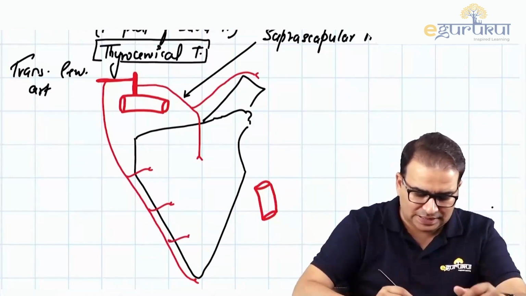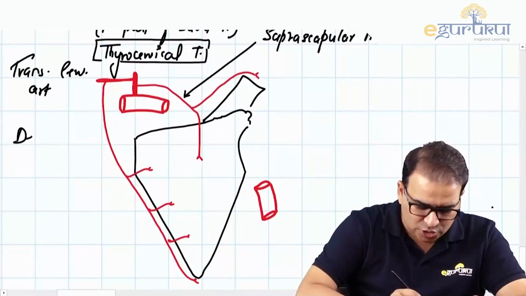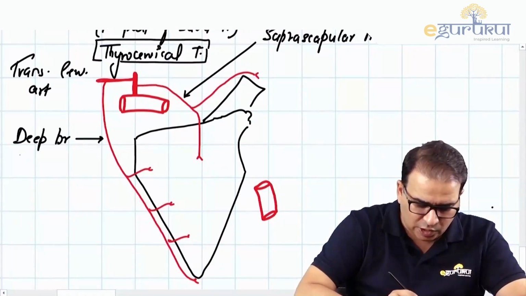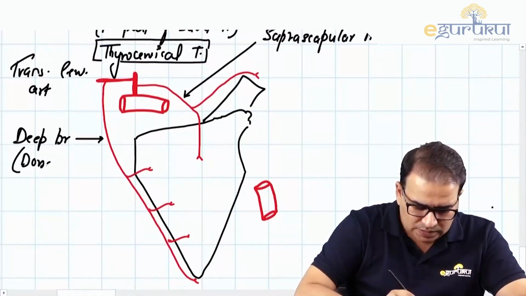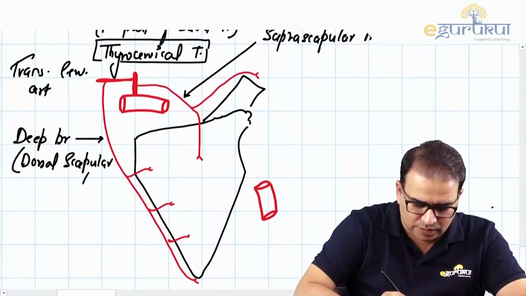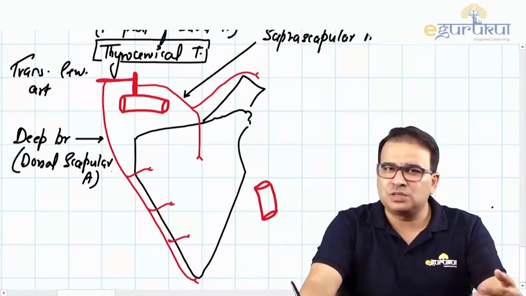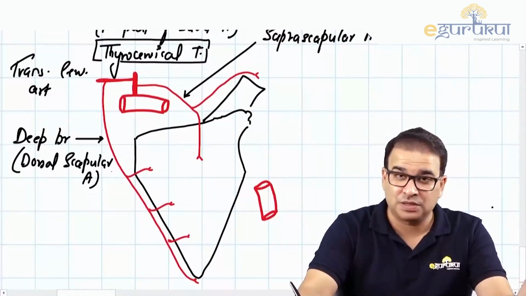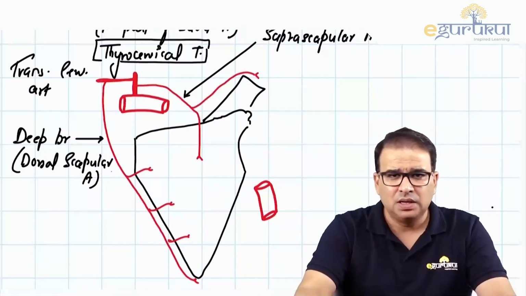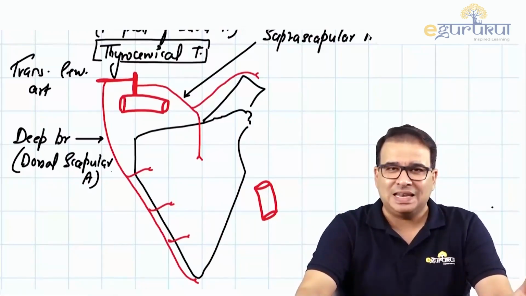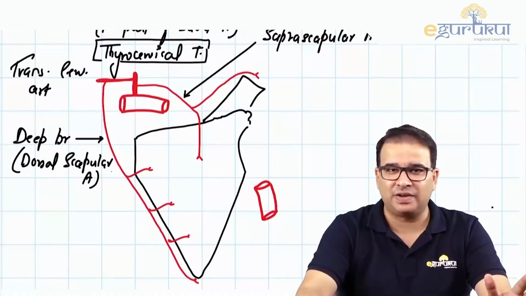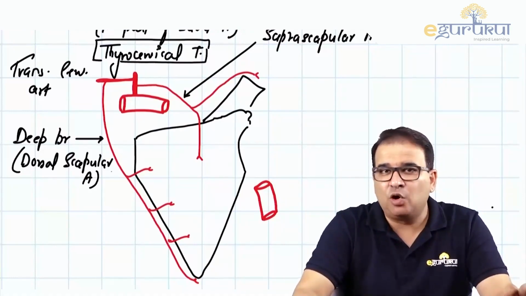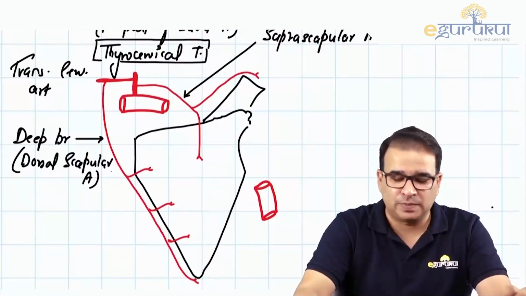So what artery is that? This is the deep branch of the transverse cervical artery. Either you simply call it the deep branch of the transverse cervical, or this is called the dorsal scapular artery. Sometimes the dorsal scapular artery comes from the third part of the subclavian also. That is a variation. But dorsal scapular artery usually is a name given to the deep branch of the transverse cervical. So guys, this is the contribution which is coming from where? From the first part of the subclavian.